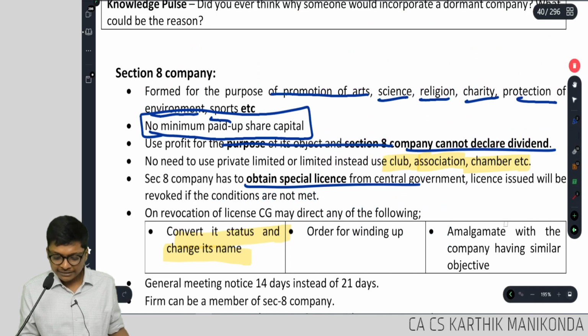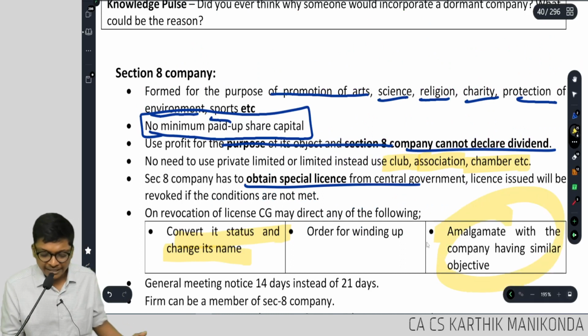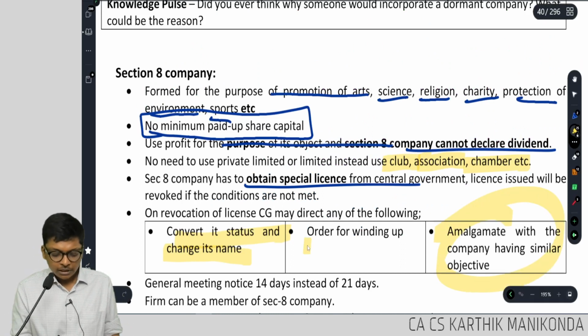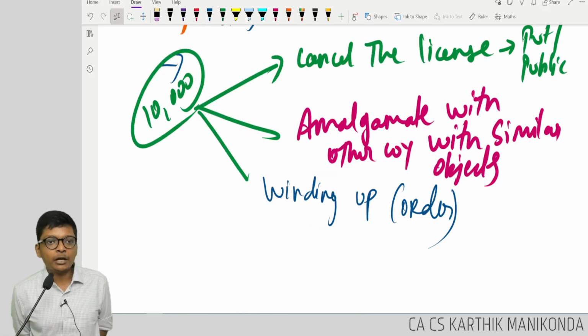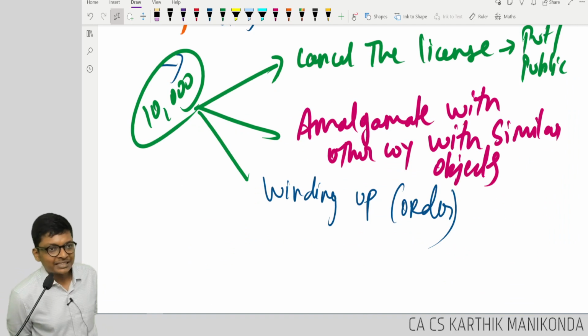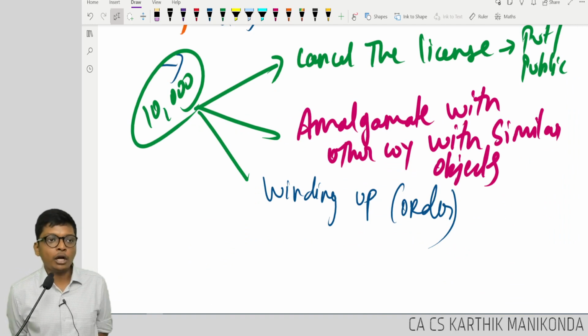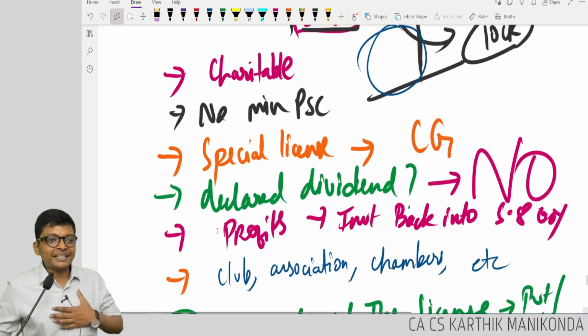Are you following, guys? Amalgamate with some other company having similar objectives. Order for winding up. Convert its status and change the name. Are you following, guys? So what are the three things? Cancel license, amalgamate with some other company, order for winding up. These are all the points. Should I mug up all these points, sir? No. Any one point will come in exam.